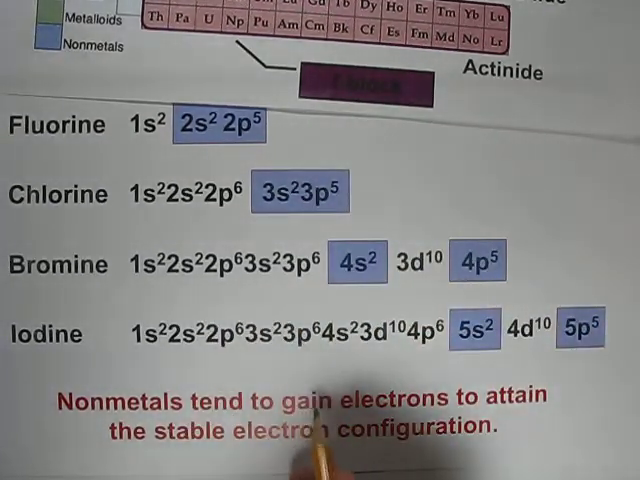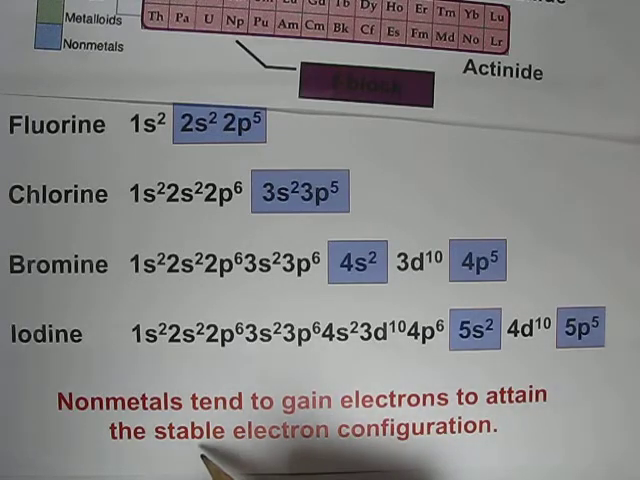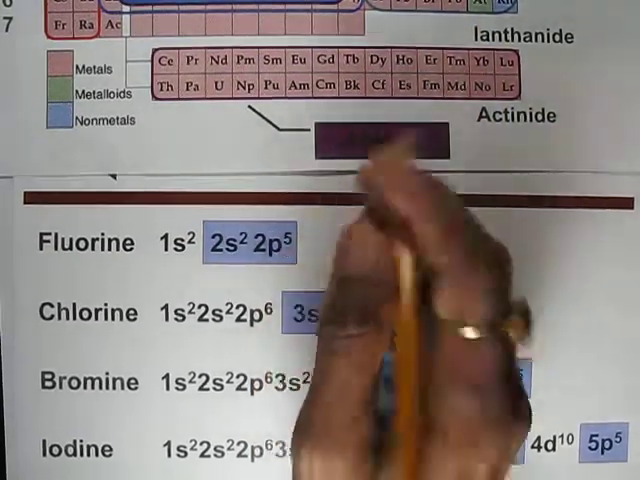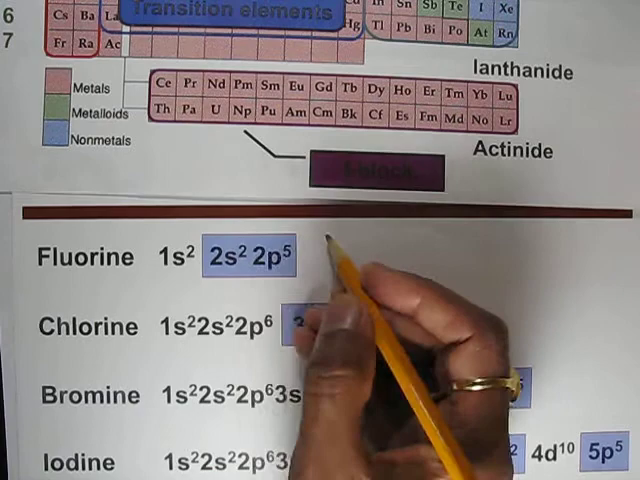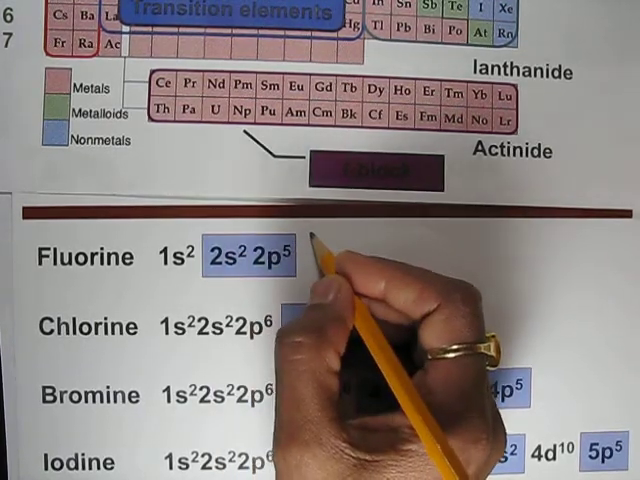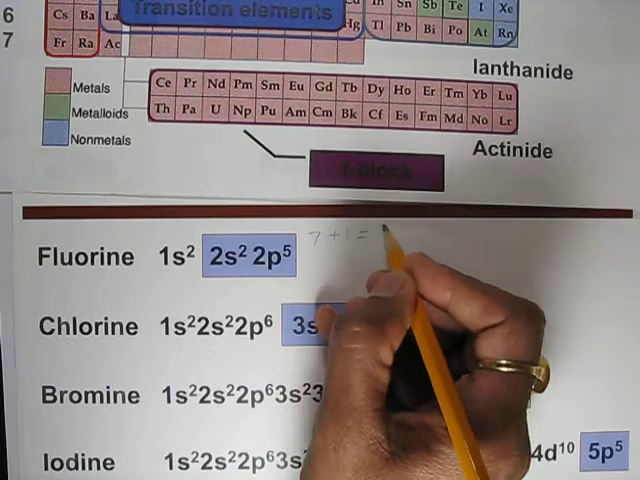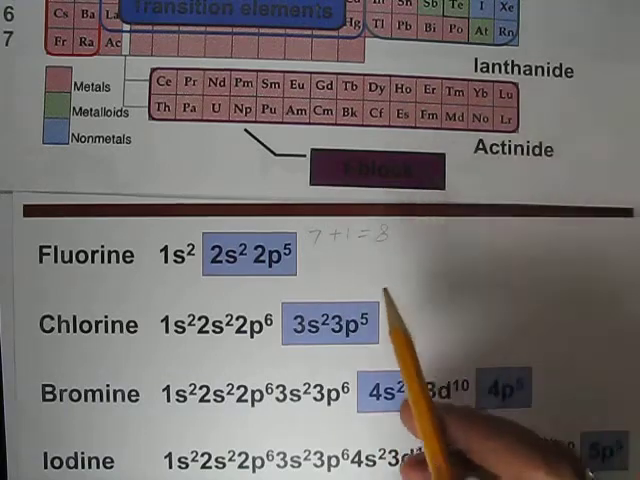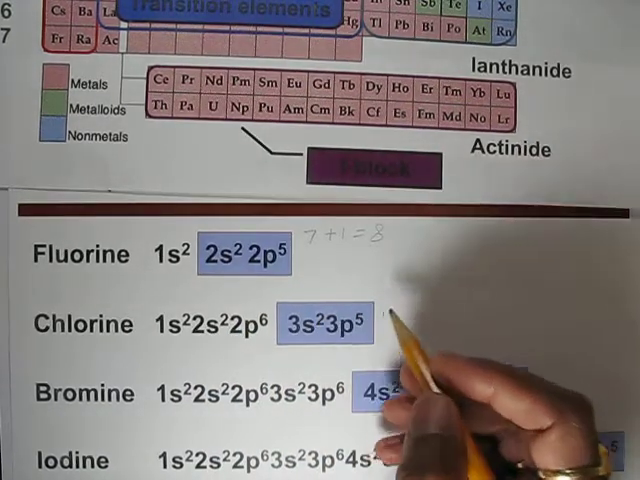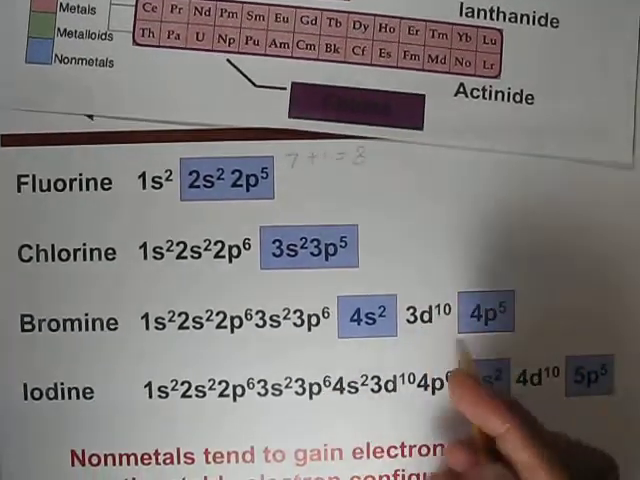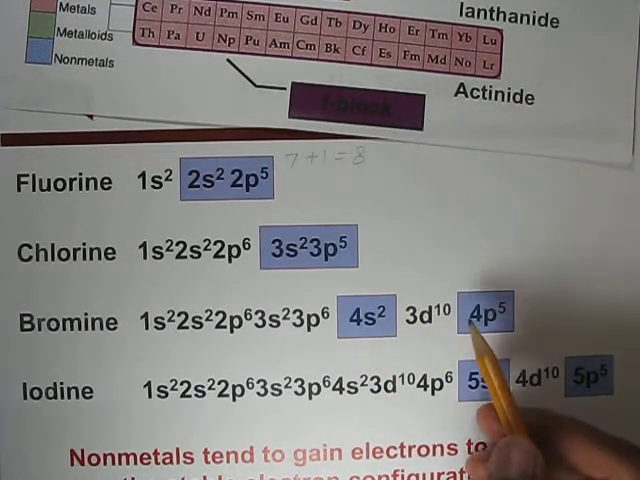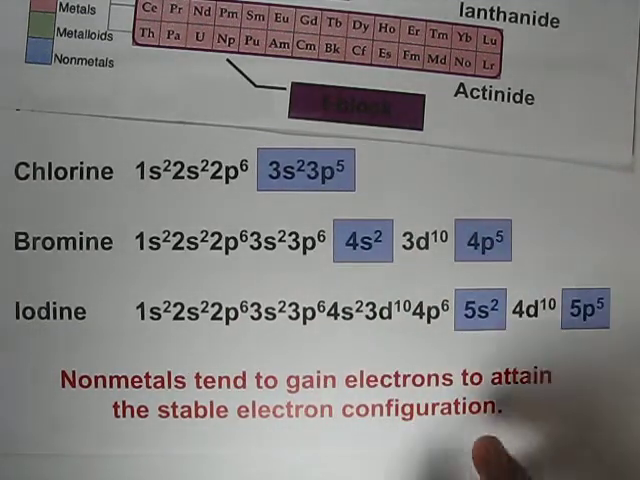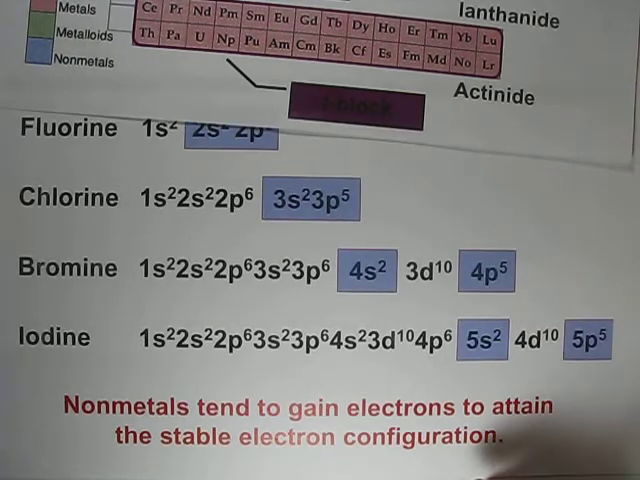Non-metals tend to gain electrons to attain the stable electronic configuration. Fluorine has only 7 electrons in the last shell, 2 plus 5 is 7. It needs 1 more electron to become 8, which is called the octet rule. To attain the octet rule it needs 1 electron. Similarly chlorine has 7 electrons, and it needs 1 electron to become 8. Bromine also has 7 electrons, and it needs only 1 electron to become stable. That is why non-metals have a tendency to gain electrons to get the stable electronic configuration.